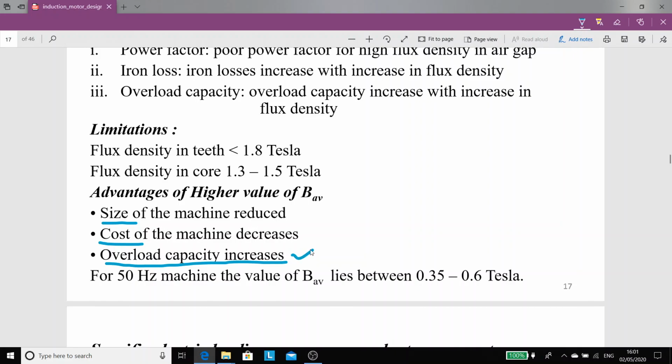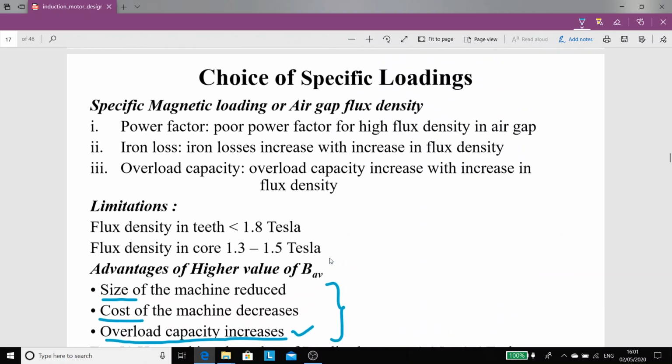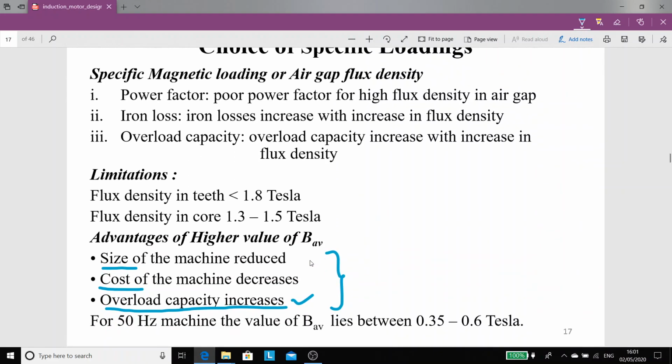If the motor which we are going to design needs to be used for a certain application where the overload capacity requirement is higher, then we have to select the specific magnetic loading on the higher side. At the same time, these are all the advantages we are getting, but is there any adverse effect? Adverse effects are also there when we select the specific magnetic loading on the higher side.